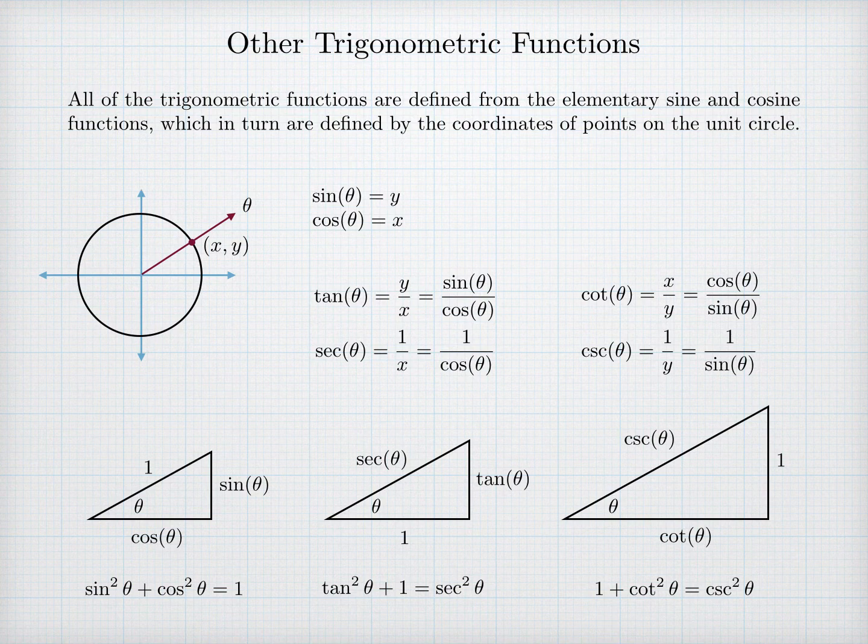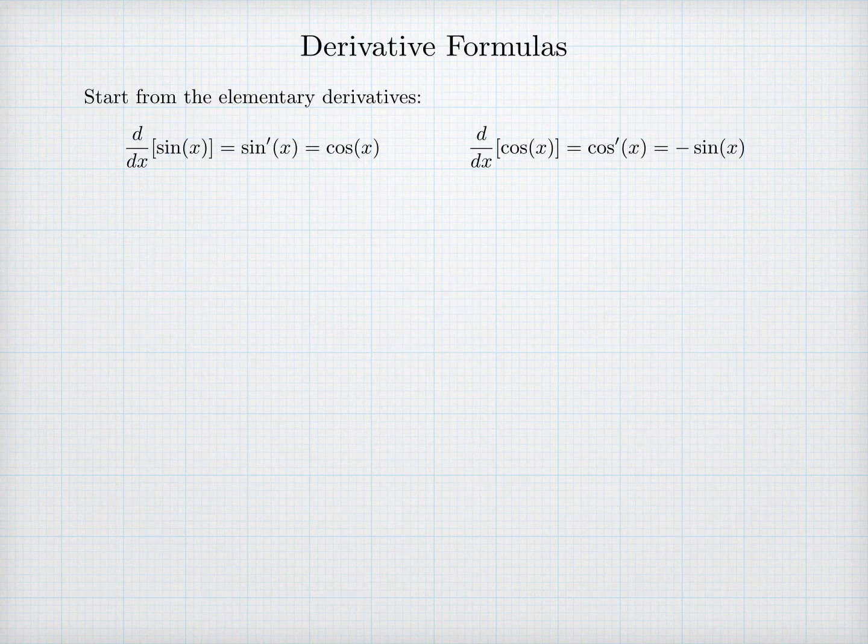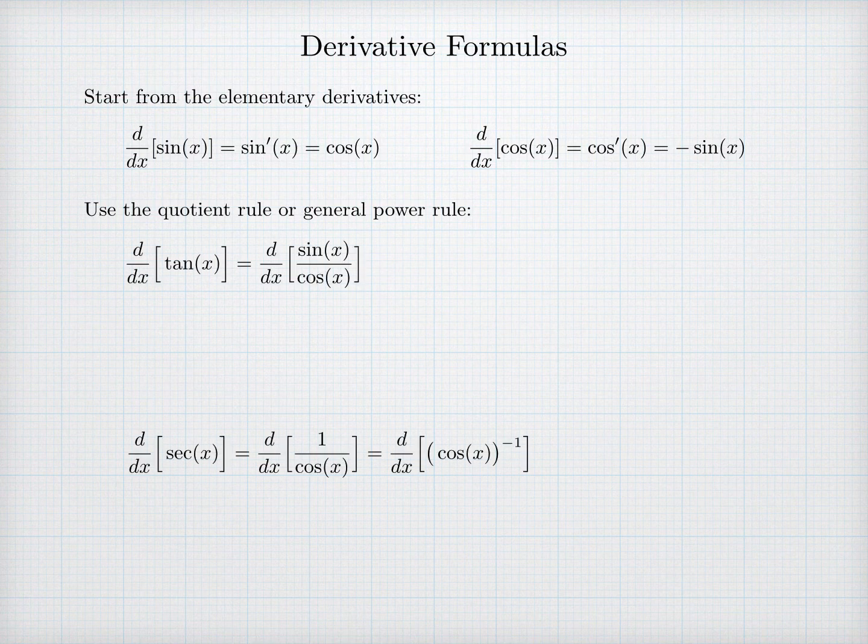All right, with these definitions, now that we've defined our trigonometric functions as quotients, we can use our derivative rules to find their derivatives. We start with our elementary derivatives. We know that the sine's derivative is cosine, and the cosine's derivative is negative sine. So we can use the quotient rule or the general power rule to find our derivatives. So for example, the tangent is the quotient of sine over cosine, and the secant is 1 over cosine, which means it's the cosine of x raised to the negative 1 power. We'll do the tangent's derivative first.